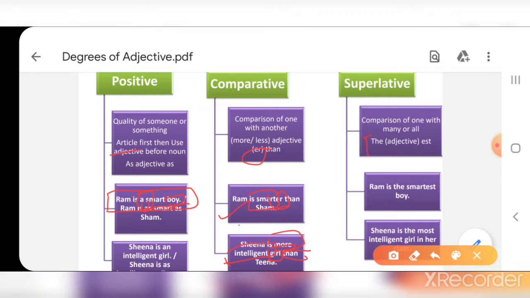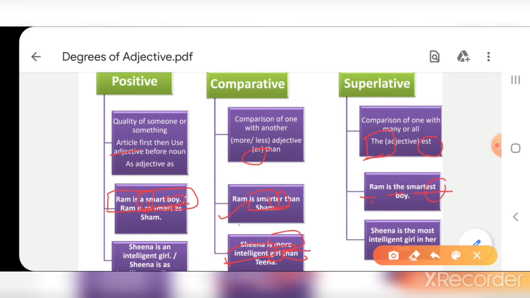Next is superlative degree. As I said, the is compulsory to use here. So Ram is the smartest. We have to use est. Here we have to use either most. I haven't written here, but we have to use the most or most then adjective, or adjective and then est. For example, Ram is the smartest boy.